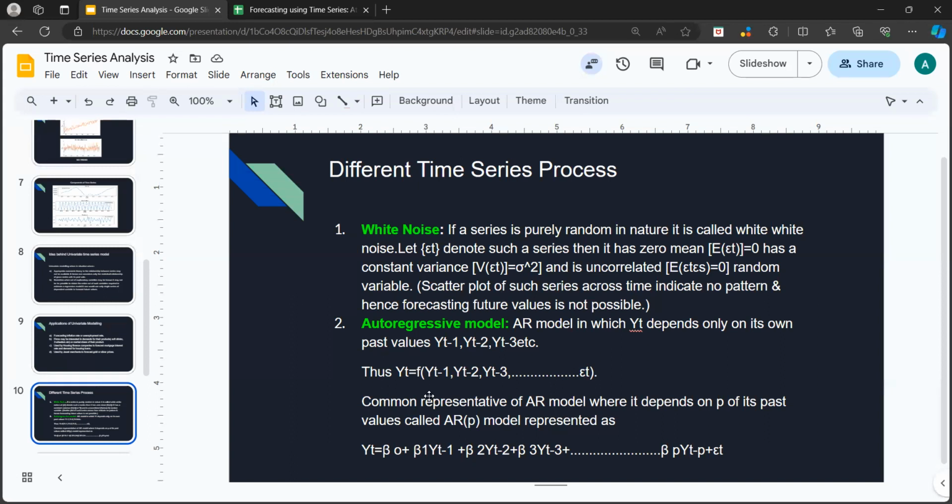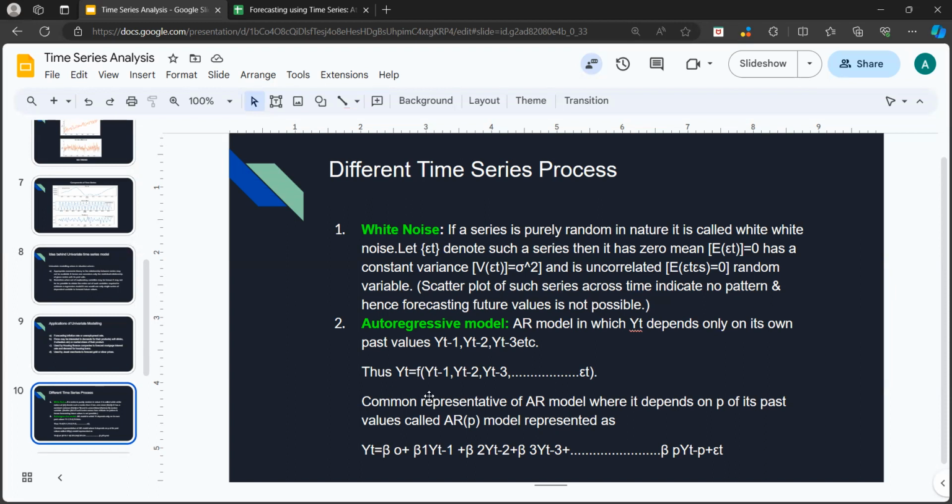This is the AR model. We have also shared videos of the individual models: white noise, AR model, and then we will discuss the moving average MA model and the ARMA model. You can watch them for a better understanding. We are just giving an introduction here. In detail, you have to watch the videos. We are just giving a simple idea.